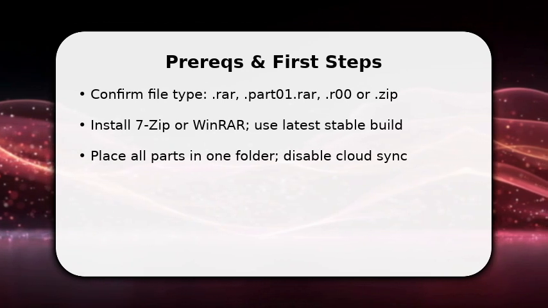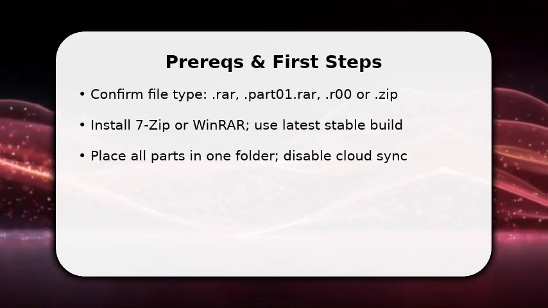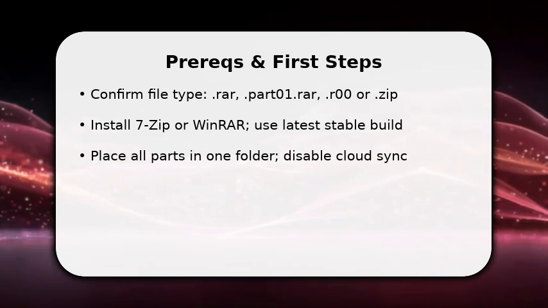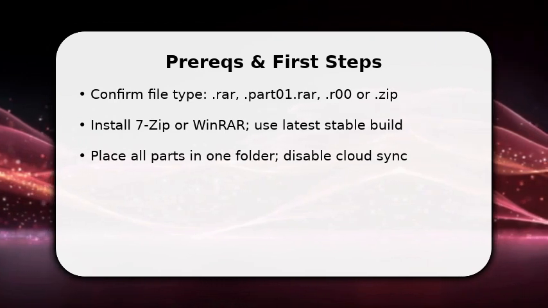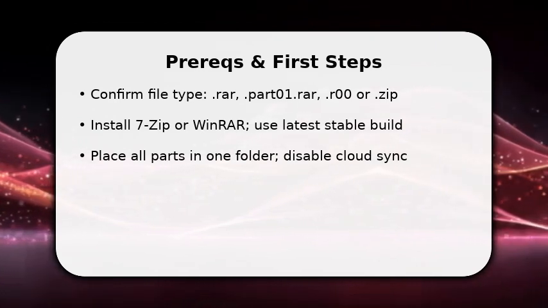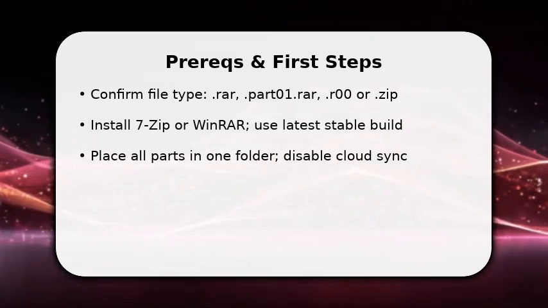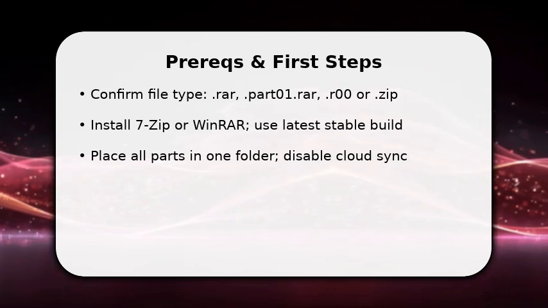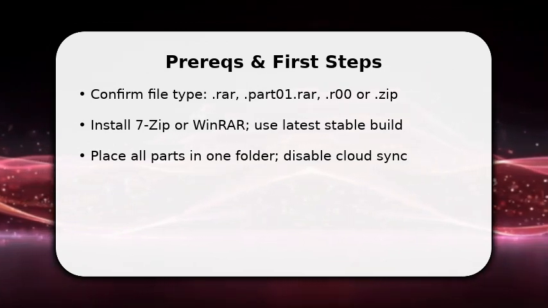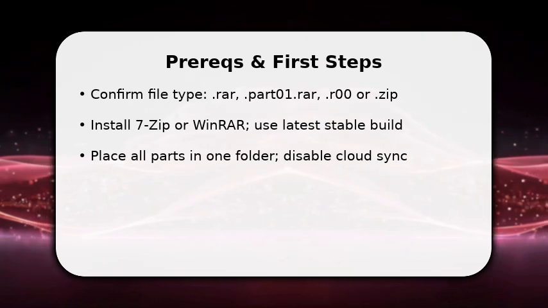Once done, move every RAR, part 01, RAR or R00 into one local folder. Make sure Cloud Sync is off to prevent partial reads. You're preventing file mismatch errors early. Finally, right-click the first part to confirm the context menu shows your archiver.